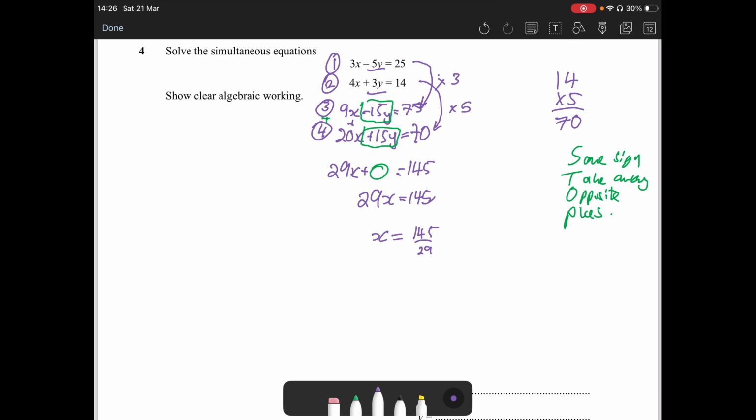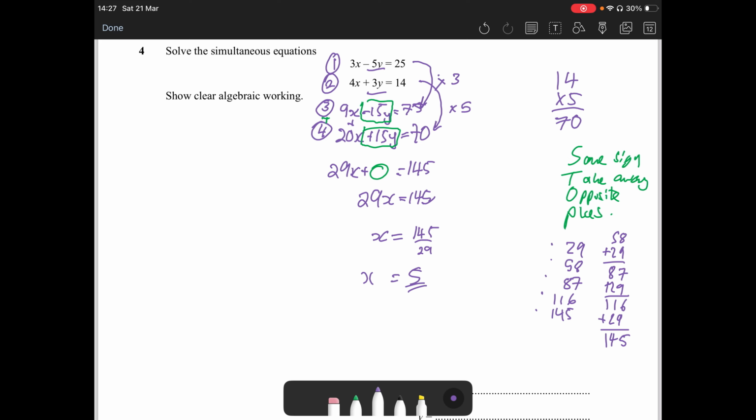So, how many 29s go into 145? If you do need to sort of run a list here, feel free to do so. So 58. I'm doing my 29 times table. So it is 58, 87, 116, add another 29, 145. Okay, so 1, 2, 3, 4, 5 times. Right, x is 5. Good start.